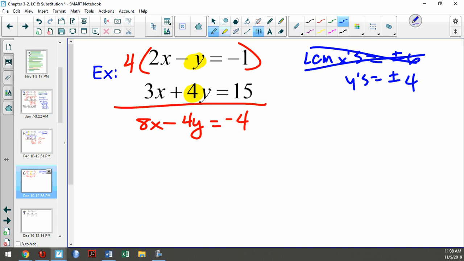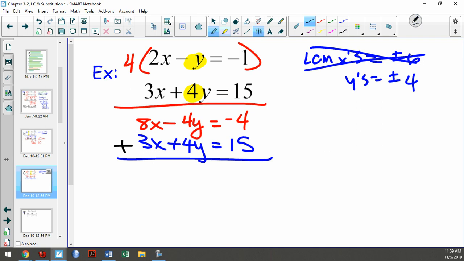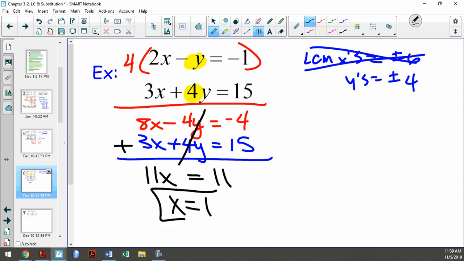What do I do to the bottom equation? Simply drop it down. You know why? I already have a positive 4y there. So when I add straight down, I'm going to get 11x. The y's cancel out, are equal to 15 minus 4 gives you a positive 11. So x is equal to 1.